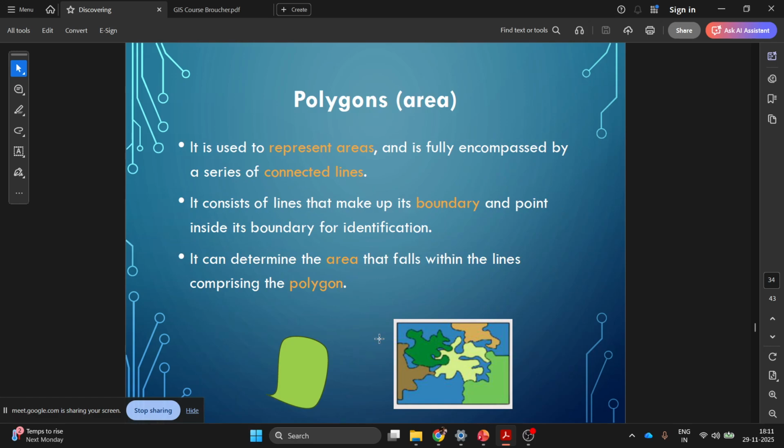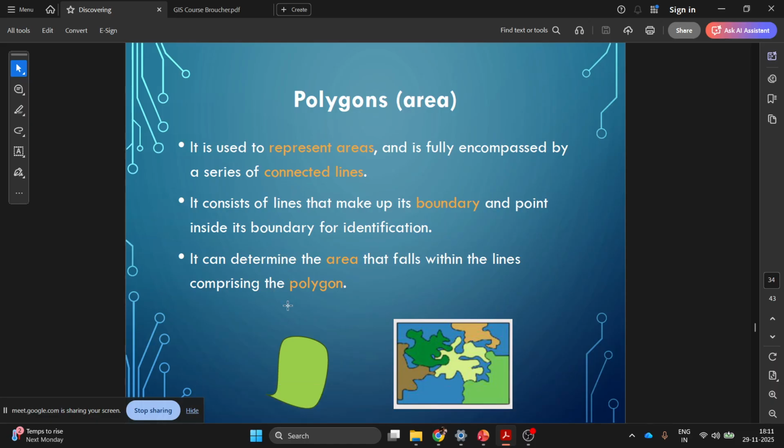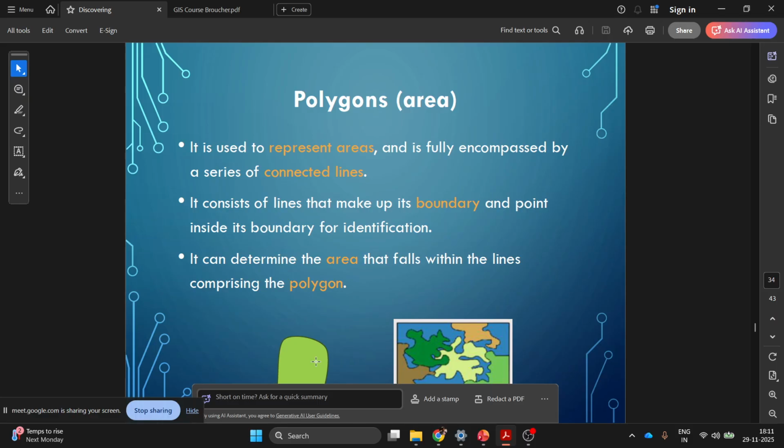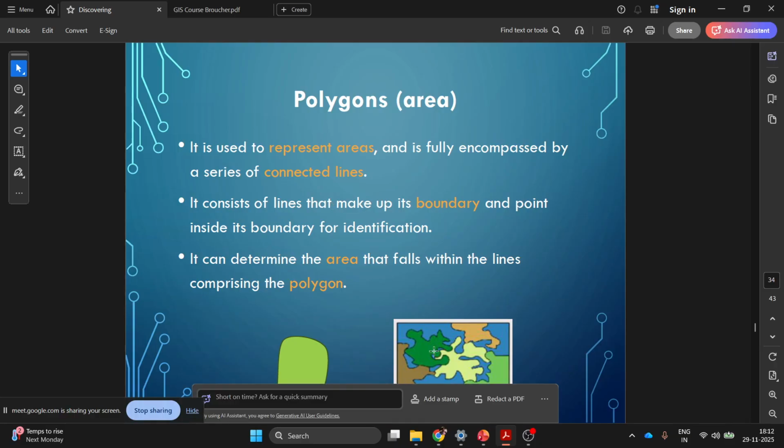And coming to polygons. So what is a polygon? It is used to represent areas and is fully encompassed by a series of connected lines. When these lines are connected together, a polygon comes. So it is used to represent an area. Here you can see the location of a particular river or a particular continent or particular land. That can be represented in terms of a polygon. We will also be using this in GIS, and it consists of lines that make up a boundary. So when we form a polygon, it shows a boundary.